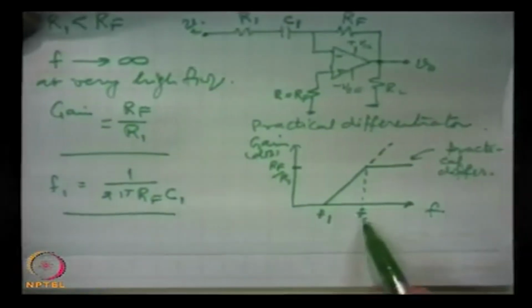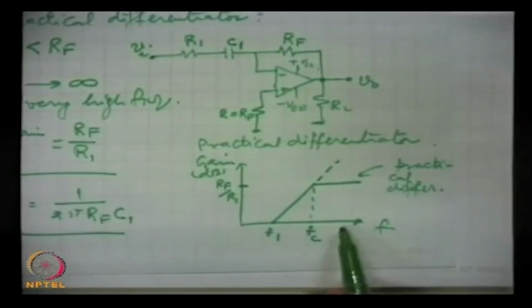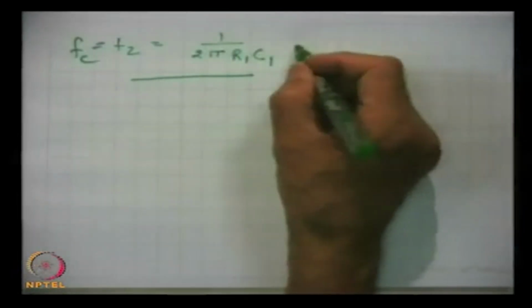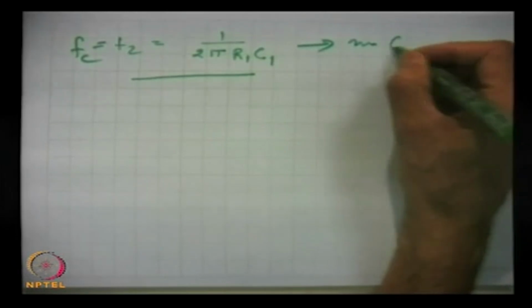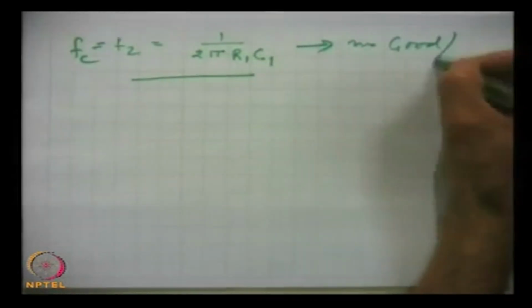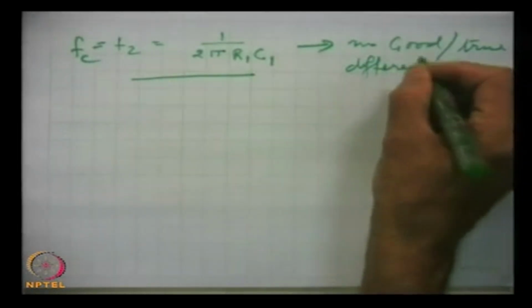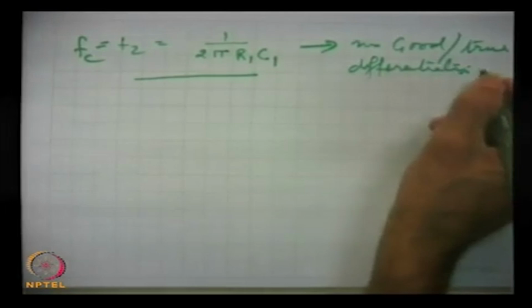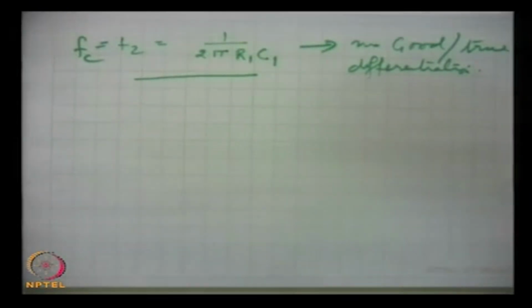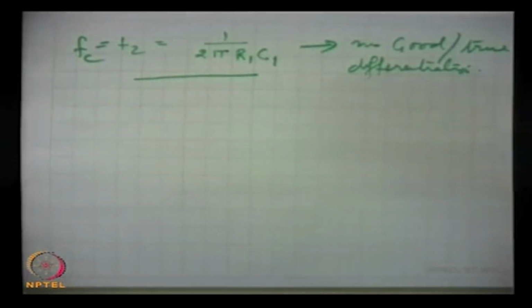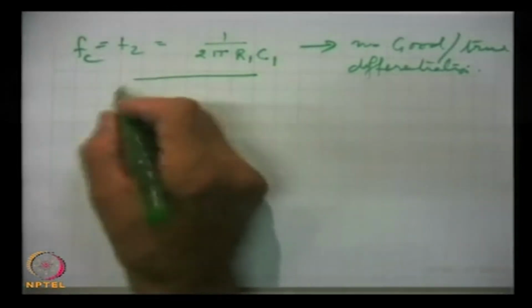This we can write F2 or Fc. This is this frequency, and this is the difference of R1 and Rf. So beyond this frequency F2, no good differentiation, no true differentiation of the input will appear, and so differentiation is there in the frequency.